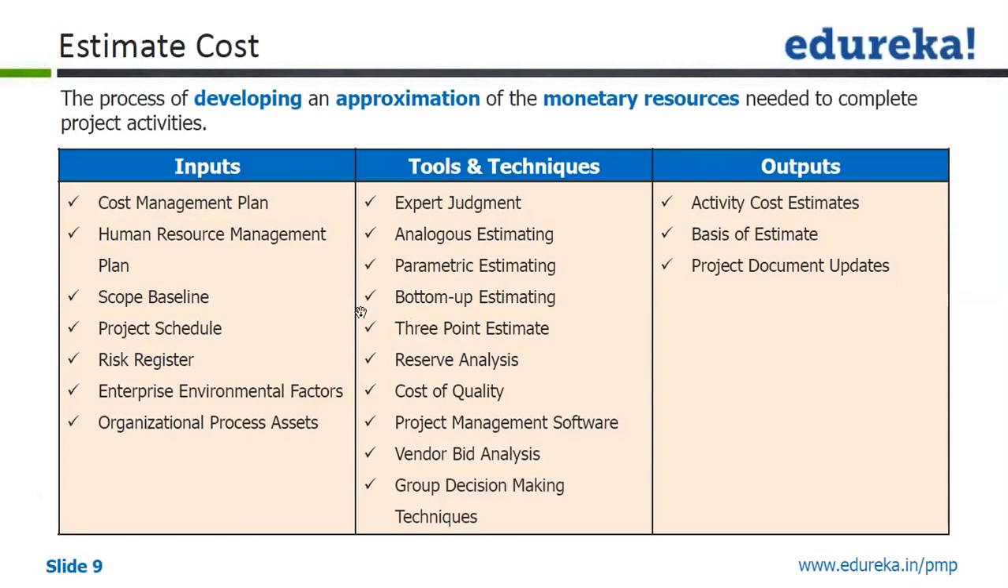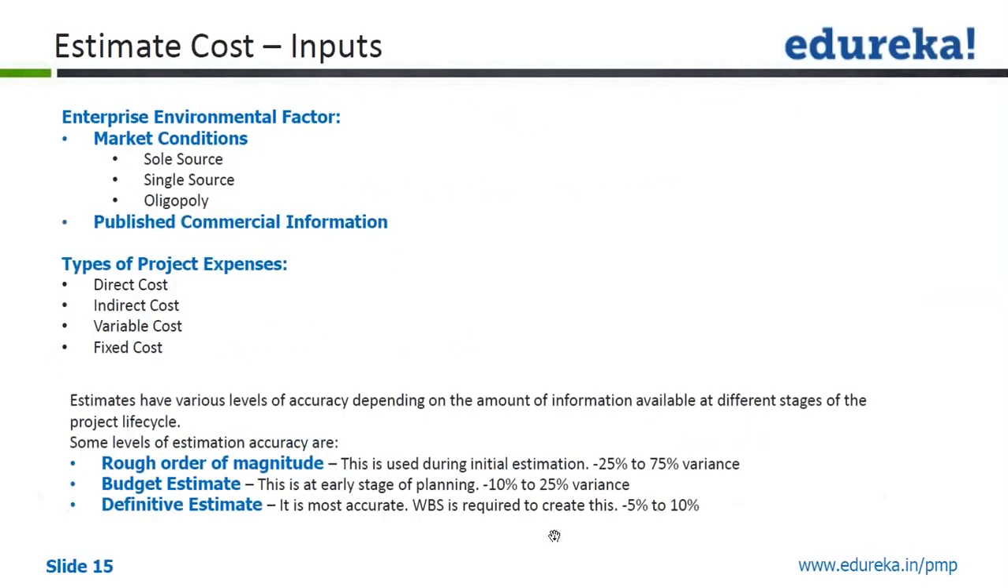So instead of using analogous, you are using bottom up or parametric or 3-point. You may get an estimate which is more definitive in nature. So definitive estimate is not only with respect to WBS being performed, but WBS is an important point, because over a period of time you have more detailed information available, and that helps you in estimating the cost accurately.